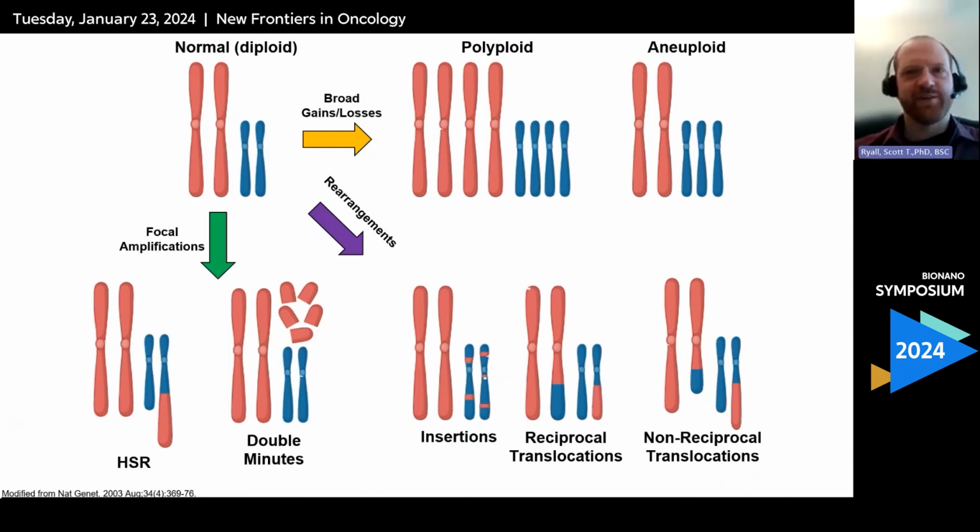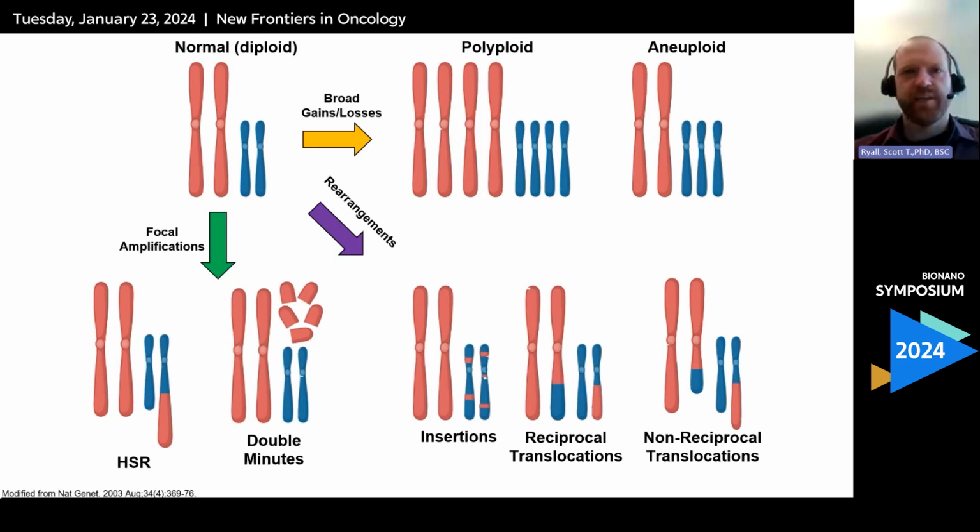However, that kind of ignores one side of the coin, specifically as it pertains to structural variants and copy number changes. So we can have broad losses and gains, which lead to polyploidy or aneuploidy, rearrangements such as insertions and translocations, as well as focal amplifications. It can be the result of double minutes or homogeneously staining regions.